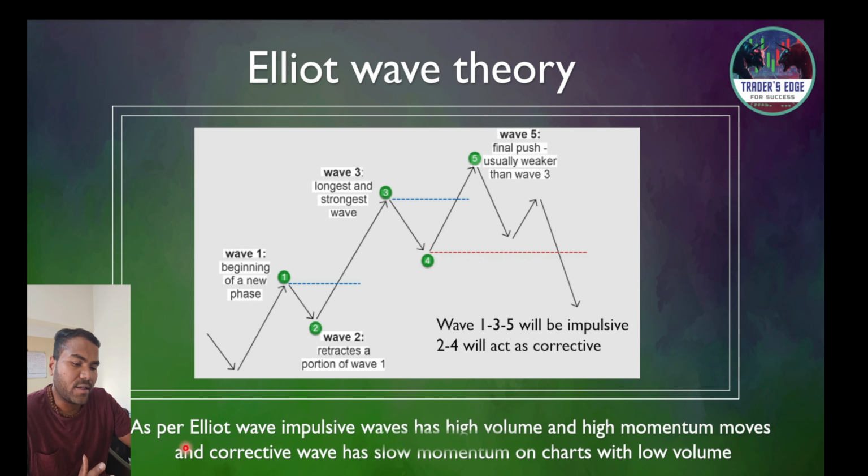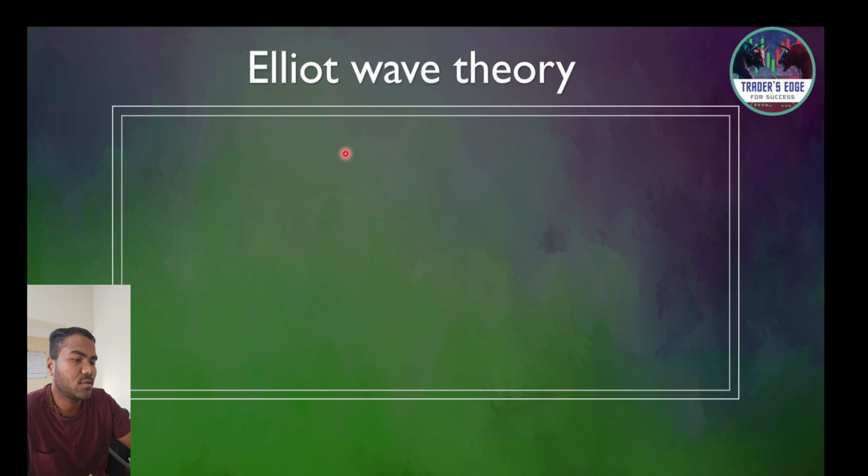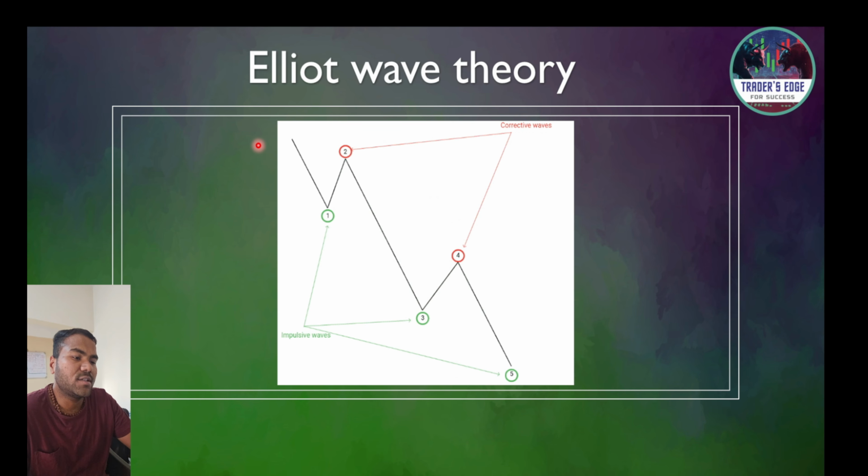We have to keep in mind that as per Elliott Wave, impulsive waves have high volume and momentum. Waves 1, 3 and 5 will have high volume and momentum moves, and the corrective waves, which are wave 2 and wave 4, will have slow momentum on the chart with very low volume. The same applies to a downtrend: waves 1, 3 and 5 will be impulsive waves, and wave 2 and wave 4 will be corrective.